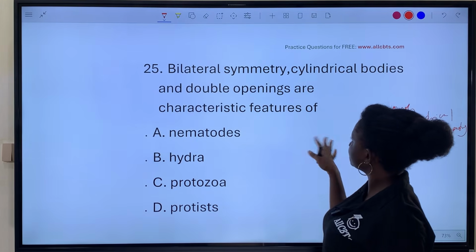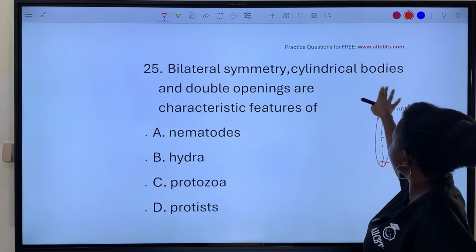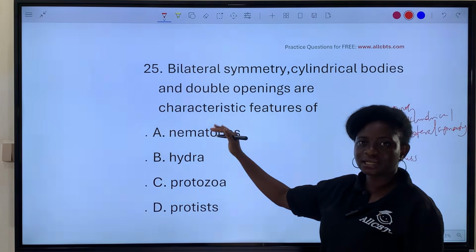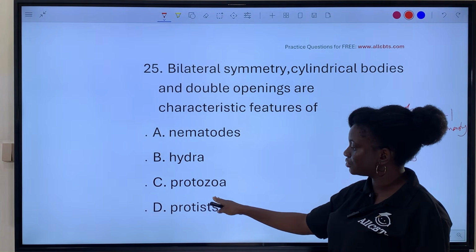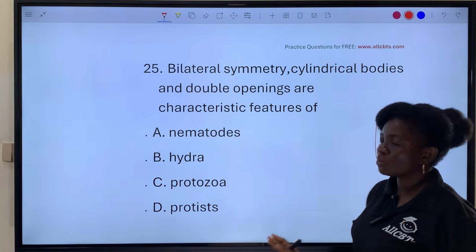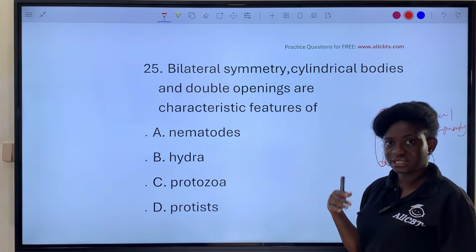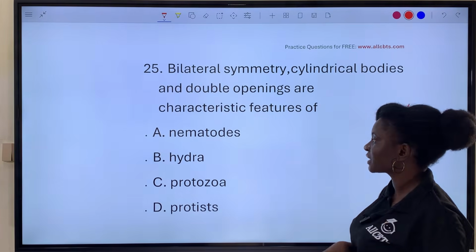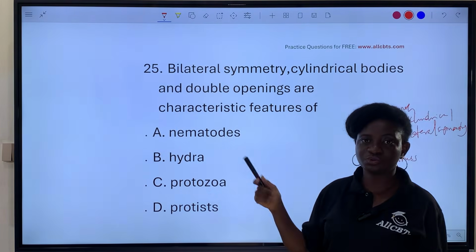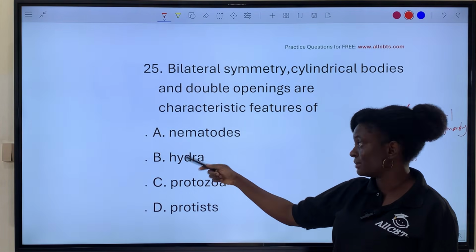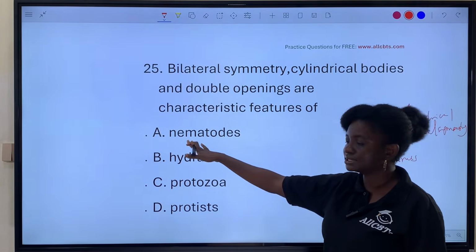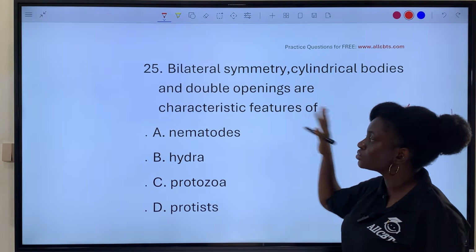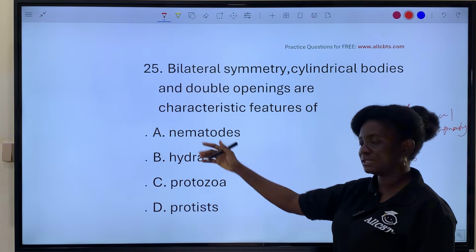So bilateral symmetry, cylindrical bodies, and double openings are characteristic features of A, nematode, B, hydra, C, protozoa, D, protist. From this, we already said it looks like a worm, and worm belongs to which of these groups? That is the nematode. For example, the roundworm belongs to this group, nematode. So option A is the correct answer.